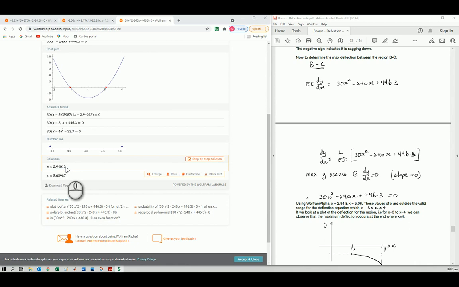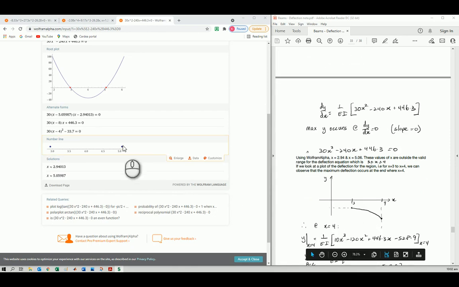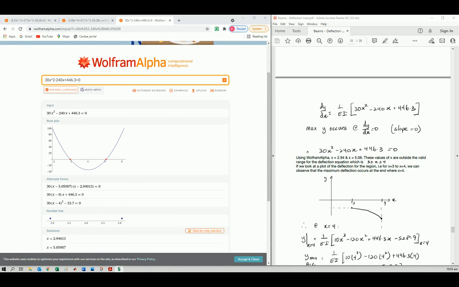5.05. Now remember that this equation is only valid for the region of B to C, which is between 3 and 4. And these 2 points here are outside of that range. So that means the maximum deflection occurs mathematically outside the region. So we need to look for a maximum point within the region. So what we could do is plot the deflection formula and see how it looks, and just read off from the graph what the maximum value is. So that is what we will do now.